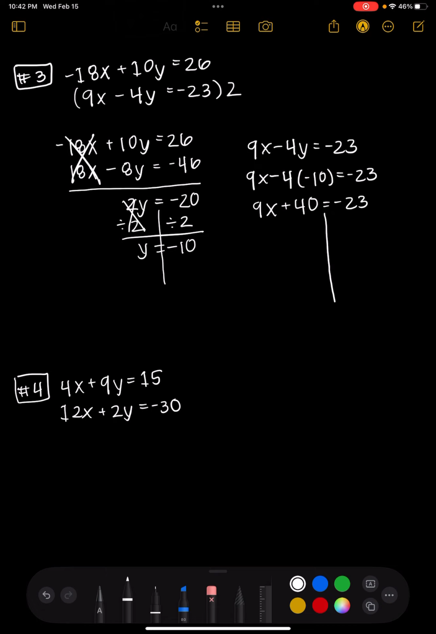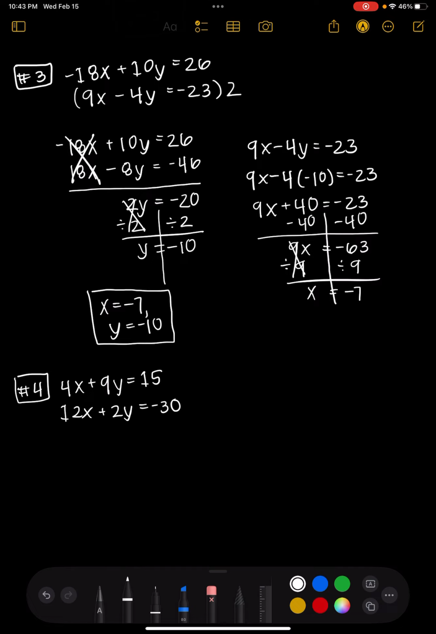Now I'm going to solve that for x. The first step I'm going to take is by subtracting 40 from each side. So I get 9x, because the 40's cancel out, is equal to negative 63, because negative 23 minus 40 is negative 63. And then we're going to divide each side by 9. The 9's cancel out on the left side. We're just left with x. And then on the right side, I've got negative 63 divided by 9, which gives me negative 7. My final answer is x is equal to negative 7 and y is equal to negative 10.